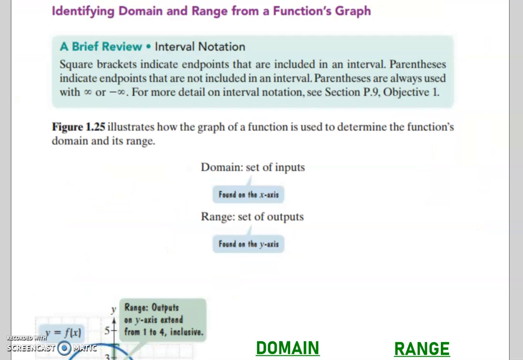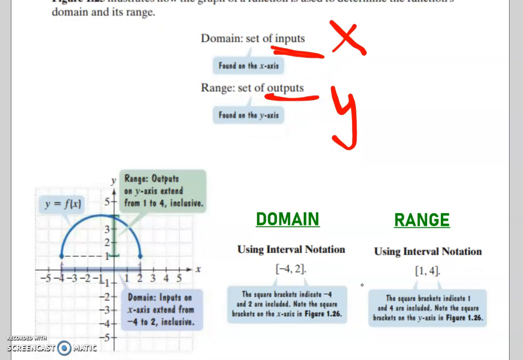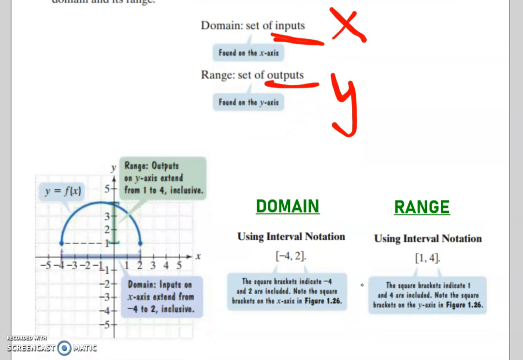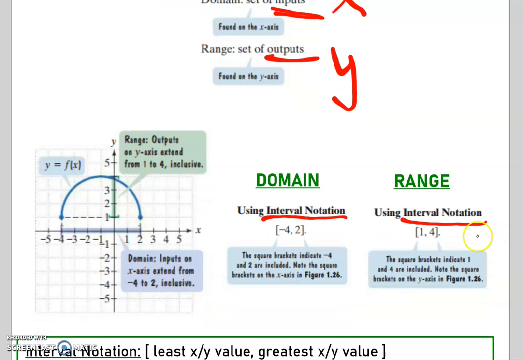Okay, let's talk about domain and range again. We'll keep talking about domain and range. So remember, domain is the set of all inputs, the x values. Range is the set of all outputs, the y values. We want to be able to look at a graph and determine the domain and the range. And how we are going to do that is by using something called interval notation. Hopefully that's a review.